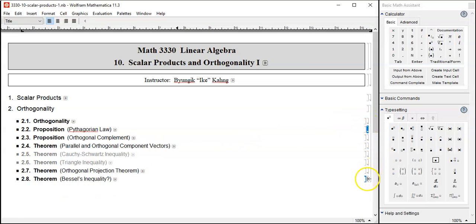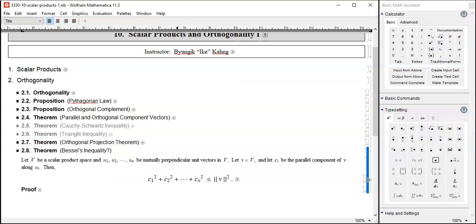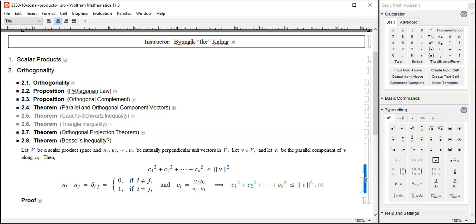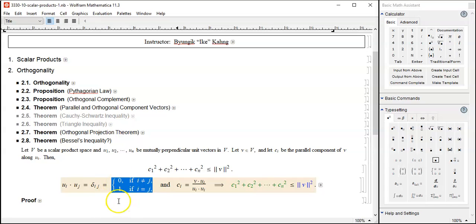How do we use it? Here's one example. So u1, u2, u3 all the way over to un are mutually perpendicular unit vectors. In other words, ui dot uj is either 0 or 1: 0 when i and j are different, and 1 when i and j are the same. And this whole thing is often abbreviated into the Kronecker delta, delta ij. And then each ci is an orthogonal component, v dot ui over ui dot ui.